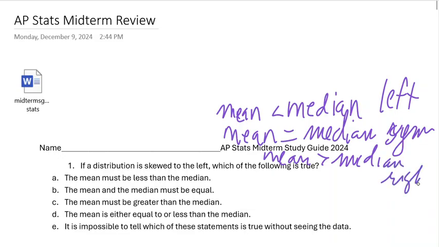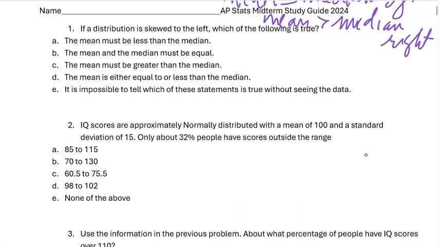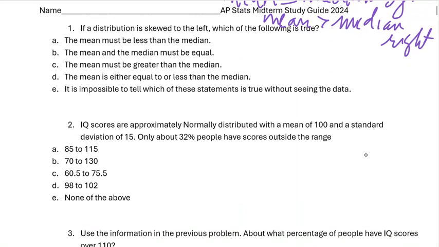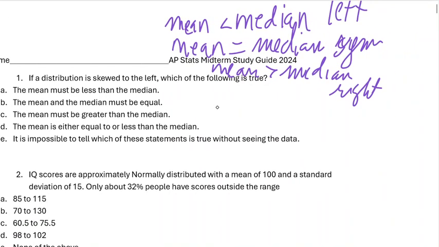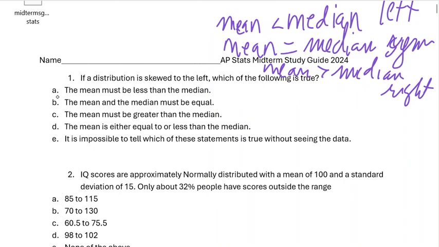Now, the next thing, so when we read this question, it says, if a distribution is skewed to the left, which of the following must be true? So it's going to be the mean is less than the median, and which choice is that? The mean must be less than the median, choice A.